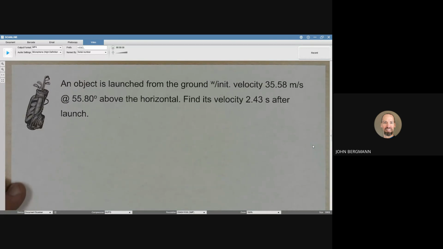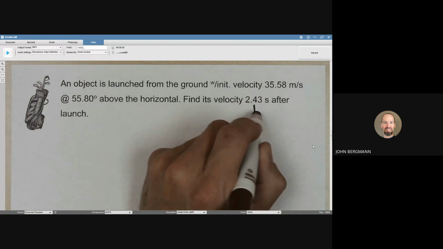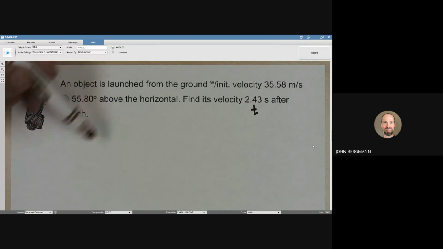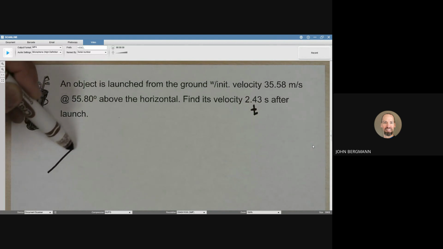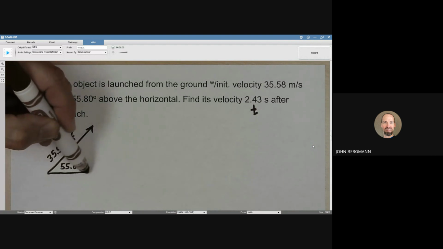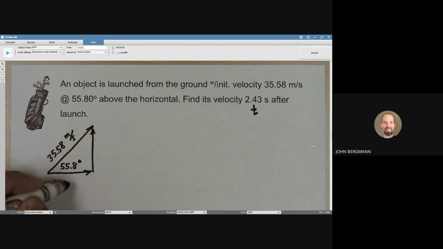Same set of golf clubs that we launched before. Now we want to find its velocity 2.43 seconds after launch. Previously, we wanted to find out where it was 2.43 seconds after launch. Once again, what we do is we sketch out the initial vectors, and we want to use our sine and cosine to figure out what the Vx and Vy initial are.